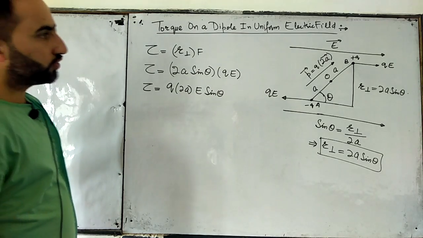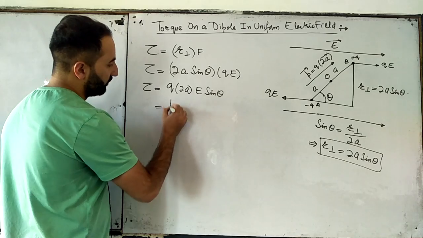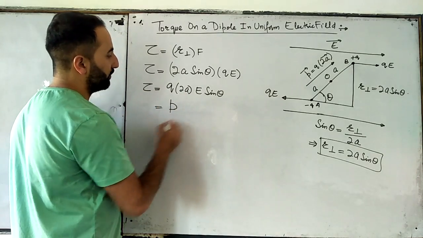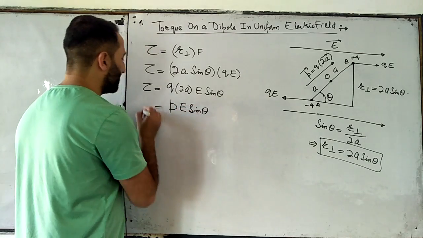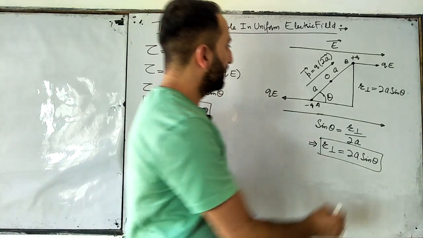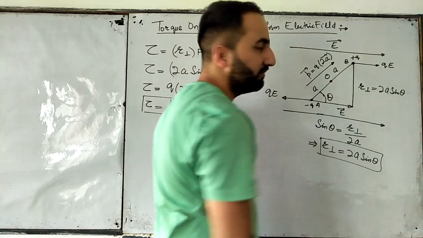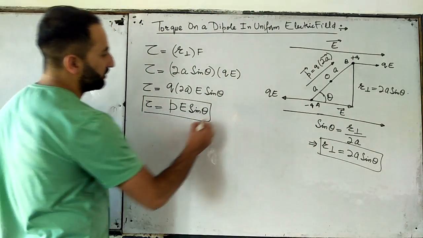Fine. Then we know that the dipole moment is equal to charge multiplied by twice A. So here I will write it is equal to P. This is the dipole moment: charge multiplied by dipole length is the dipole moment. Multiplied by the electrostatic field multiplied by sin theta, where theta is the angle between the dipole moment and the electric field. You see that this is the direction of the electric field and this is the direction of the dipole moment. So the angle between them is theta. So that is equal to PE sin theta. Okay, beta? So this is our equation number one.